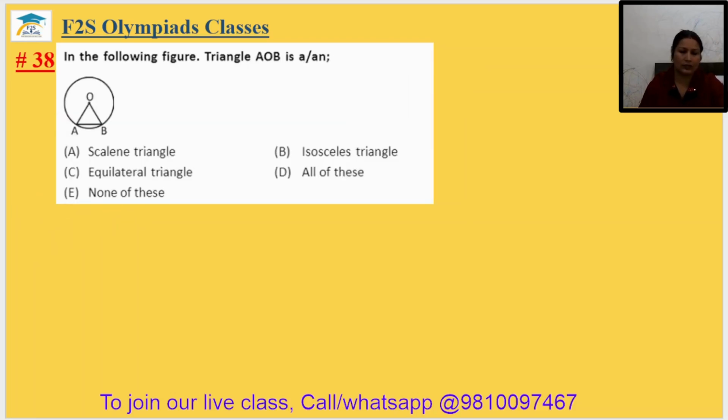Question number 38. In the following figure, triangle AOB will be, since OA and OB are the radius of the circle and these two will be equal, we can say it is an isosceles triangle because the two sides are equal. Option B. 38th answer is option B.